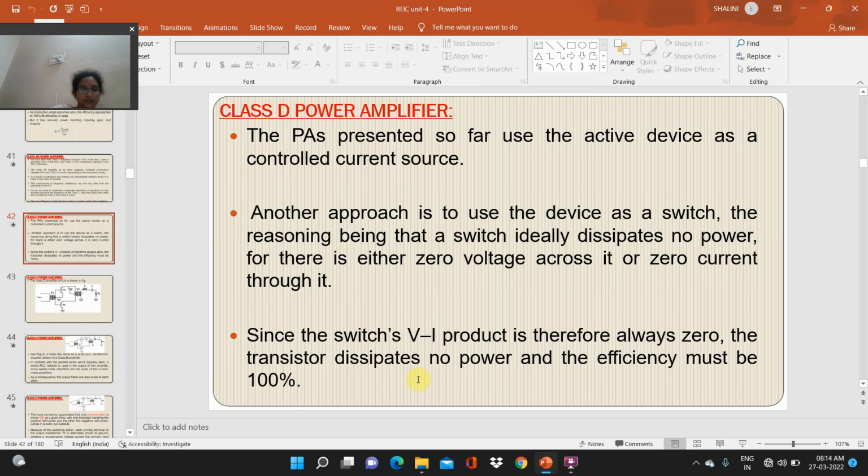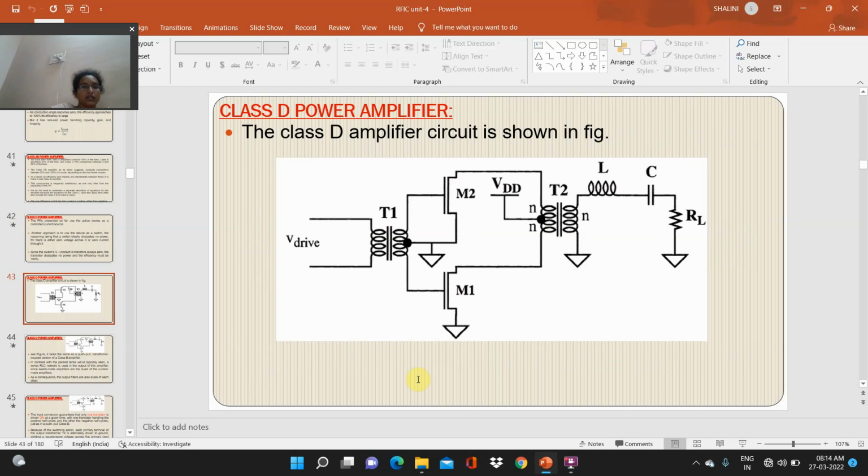The power amplifiers presented so far use the active device as a controlled current source. Another approach is to use the device as a switch. The reasoning is that a switch ideally dissipates no power, for there is either zero voltage across it or zero current through it. Since the switch's VI product is therefore always zero, the transistor dissipates no power and the efficiency must be 100%. The Class D amplifier circuit is shown below.